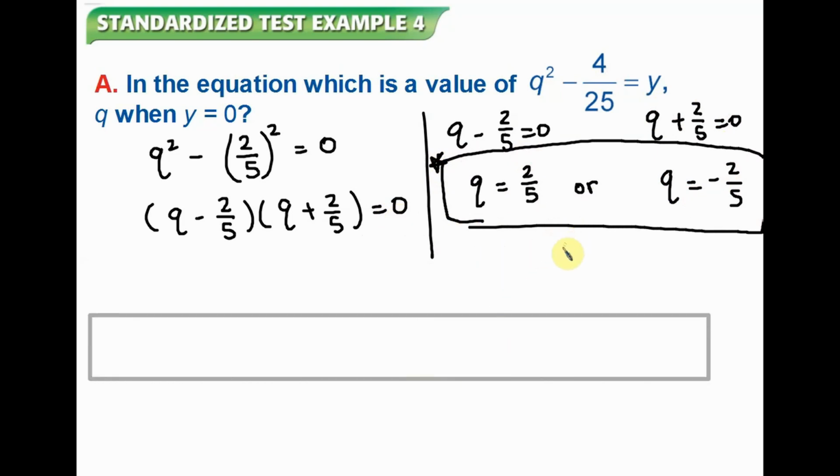Just to show you a proof, if I substitute 2 over 5 into the q, 2 over 5 squared will be 4 over 25. So 4 over 25 minus 4 over 25 does make it 0. If I had negative 2 over 5, it wouldn't be too much different because when I square this, it should also be 4 over 25. So 4 over 25, again, minus 4 over 25 will still make it 0, and that's how I can prove it.